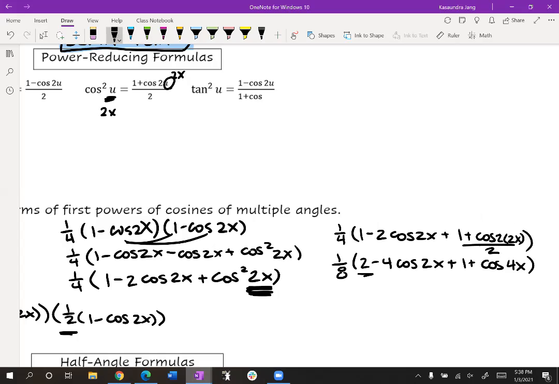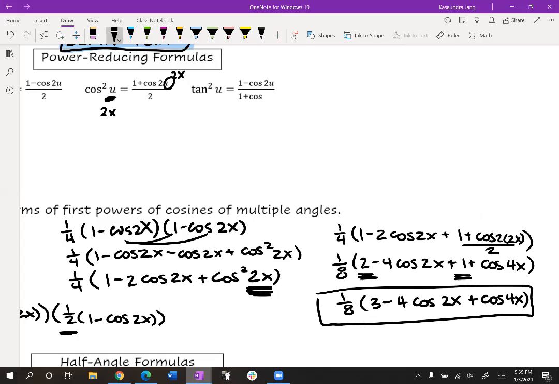All right, and I will now combine like terms. I'll combine my positive 2 and positive 1, 3. The rest of these guys, though, they're like as good as they're going to get. I cannot combine a cosine of 2x and a cosine of 4x. There's my final answer. They're all first powers of cosines.